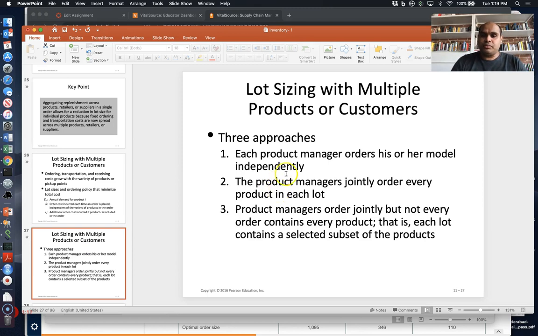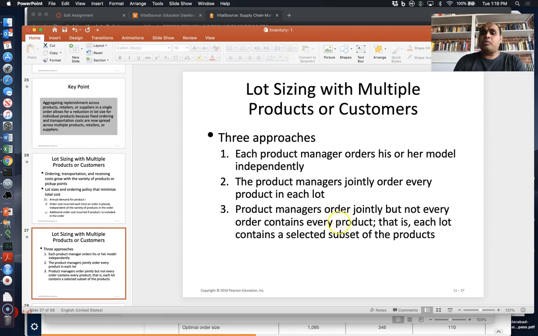There are three approaches. One is each product is ordered independently. So each product has a separate manager. The manager manages each product, and they're not talking to each other at all. So the first model is where there's no coordination. The second model is where there is a single product manager who jointly orders every product in each lot, combining everything into a single lot. So that's the other extreme.